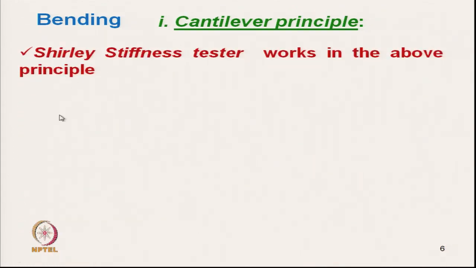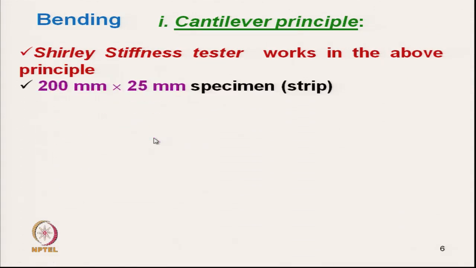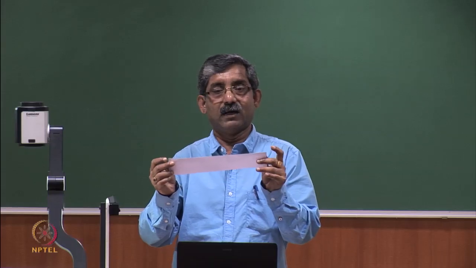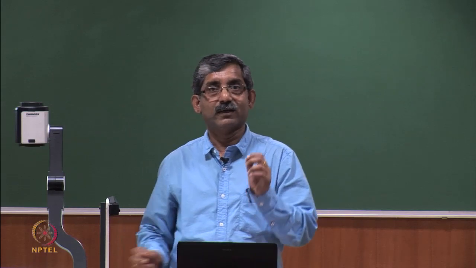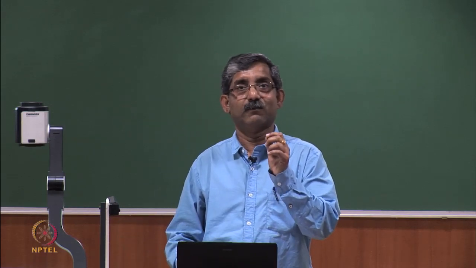So, the Shirley stiffness tester works on the same principle. Here we use a specimen, and this is the width of the specimen. Suppose this specimen is 25 millimeters, approximately 1 inch, by 200 millimeters, approximately 8 inches. So, that is the specimen dimension.